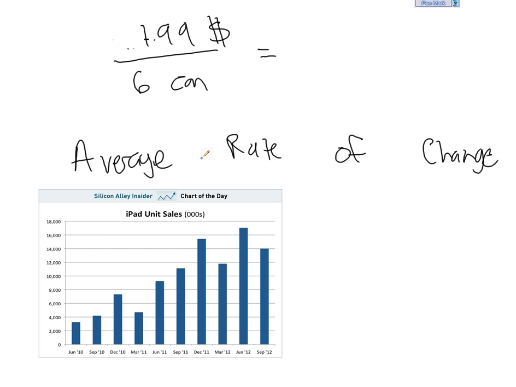In the instance of average rate of change, or we'll call this ARoC, the difference is that the rate of change isn't necessarily constant. So in this case, we're talking about iPad unit sales. This is in thousands. So for example, 18,000 means 18 million iPads sold.